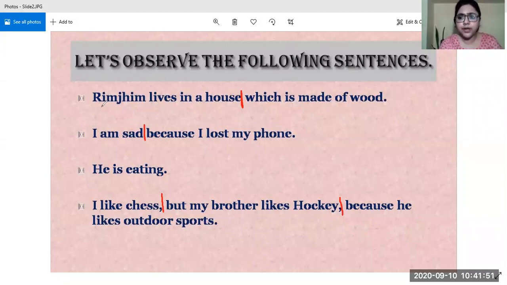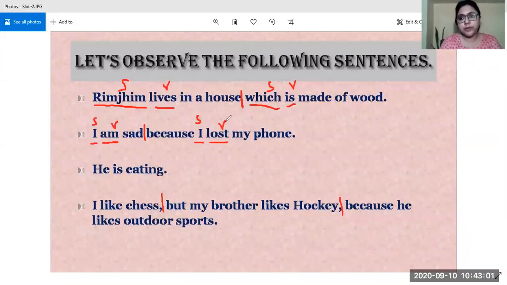So let us observe the first part of the first sentence. Rimjim lives in a house. Then Rimjim is what? This is the subject. Okay? And lives is the verb. So this part has a subject and a verb. Similarly, the second part, which is made of wood, here, which is the subject, is the verb. Now let us look at the second sentence. I, this is the subject, am is the verb. Similarly, here, because I lost my phone, I is the subject and lost is the verb.